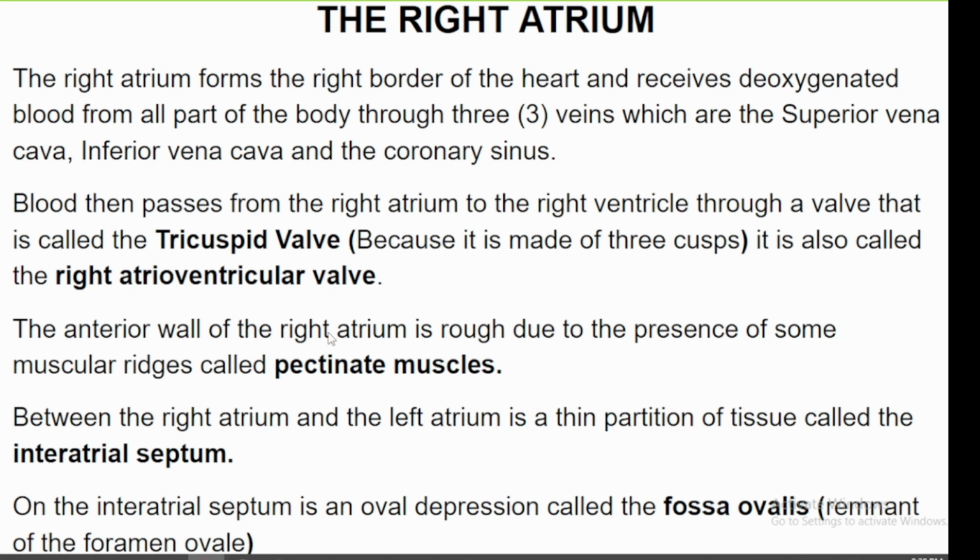So the anterior wall of the right atrium is rough due to the presence of some muscular ridges called pectinate muscles. All right, that is what causes the anterior wall of the right atrium to be rough. We will see an image of that right now for you to understand. Now, between the right atrium and the left atrium is a thin partition of tissue called the interatrial septum.